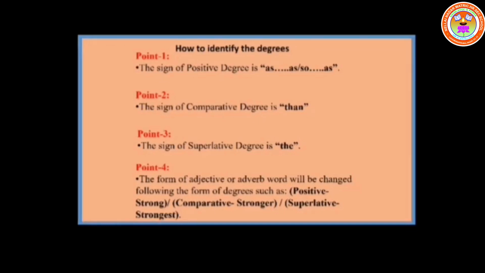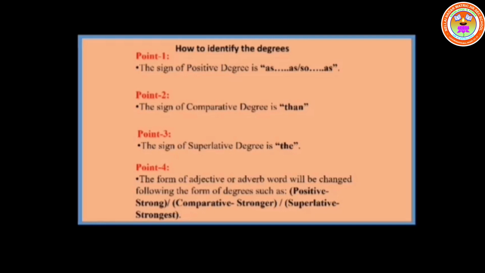Here we have some points to remember. How to identify the degrees. First of all, you have to identify the degree, then only you can transform or convert that degree to the other degree asked. So these are the points to remember. You keep all those points in your mind. These things will help you in the transformation.